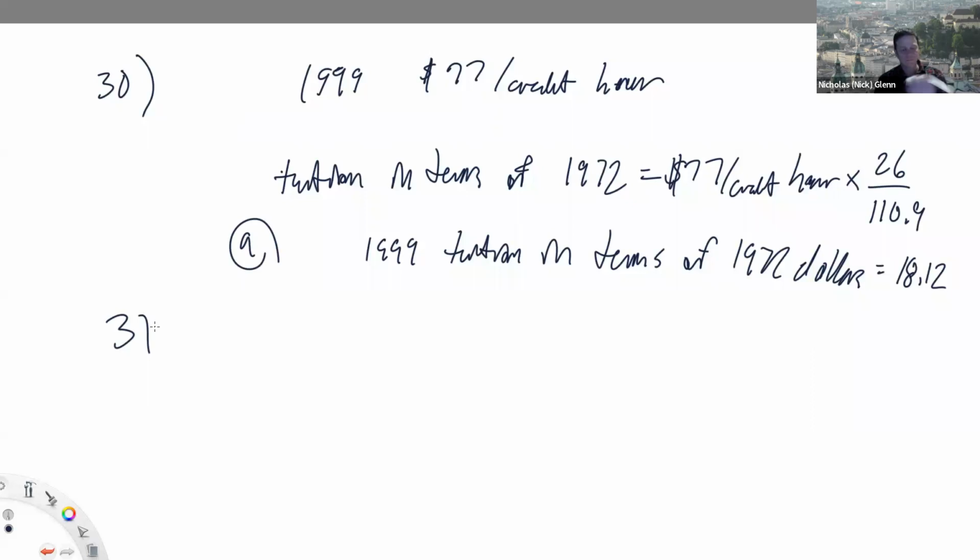31. All right, this question wants us to find the inflation rate in 2010, 2011. Well, we need to find the CPI for 2010 and 2011. So first let's find the cost of the basket.